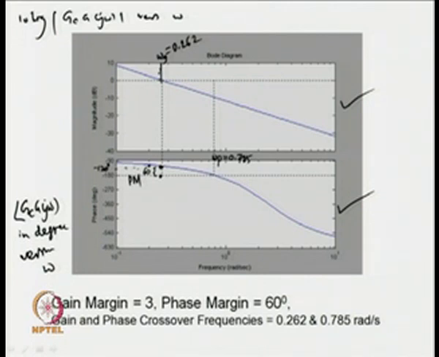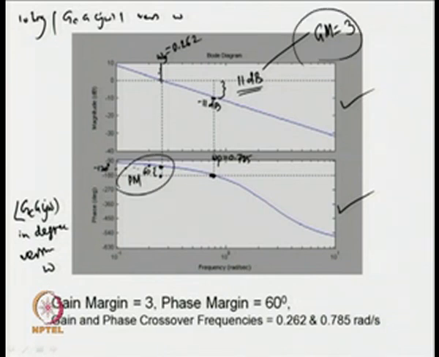Similarly, at the phase crossover frequency, when the phase angle is minus 180 degree, the gain is approximately minus 11 dB. Therefore, additional gain of 11 dB can be added to the system before bringing the system to the verge of instability. This 11 dB in absolute term will be of magnitude 3. So, the gain margin is 3 and the phase margin is 60 degree. The same information can be obtained from the Bode magnitude and phase plots.